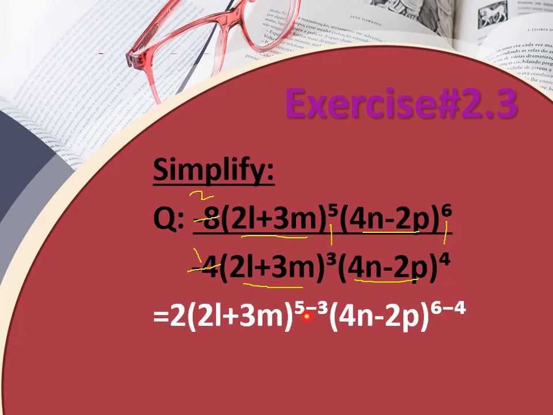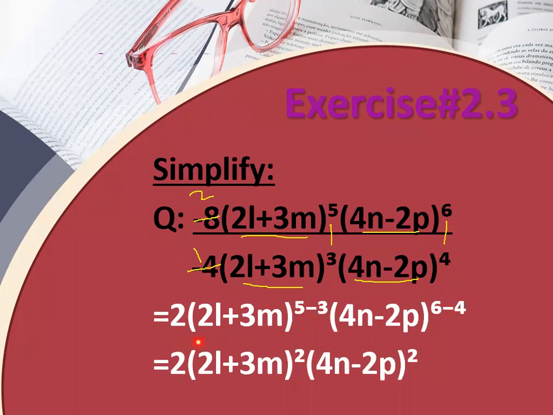Now in the next step, you will subtract their exponents. So what will be left here? 2 will remain as it is, your base will remain same, and 5 minus 3 will become 2, and then 4n − 2p will remain same, and 6 minus 4 will be 2. So this is basically your final answer. So if you have anything dividing with each other, and the bases are common, their exponents will be subtracted. I'm repeating again, if the bases are same and they are dividing with each other, their exponents will be subtracted.